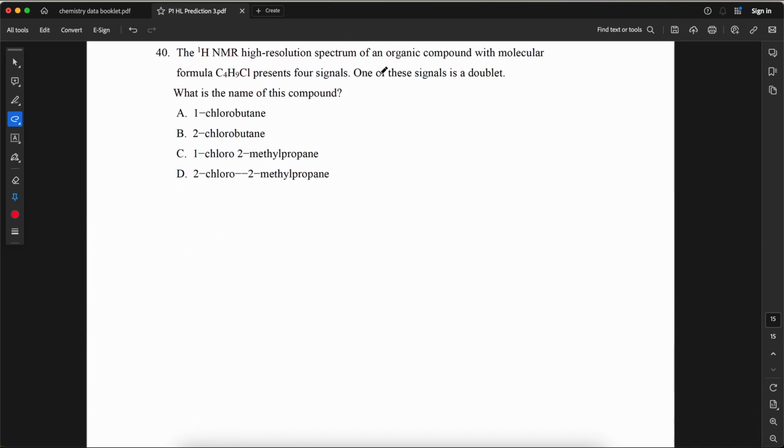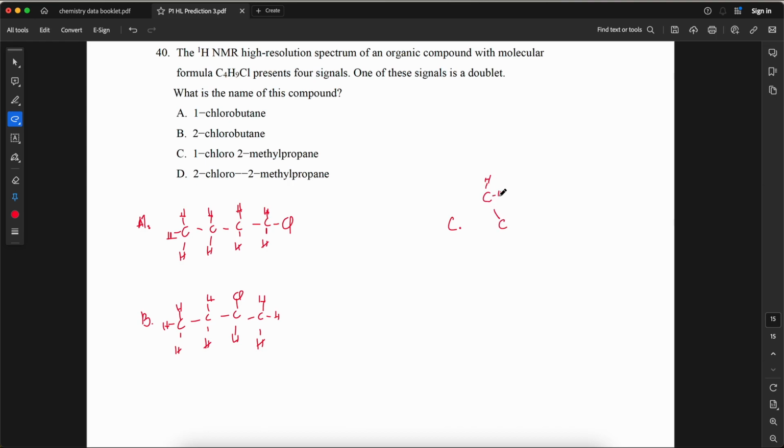The HNMR high resolution spectrum of an organic compound with molecular formula C4H9Cl presents 4 peaks. One of the peaks is a doublet. What is the name of this compound? Let's draw the 4 options. The first one, A, would be CH3, CH2, CH2, CH2, Cl. B, CH3, CH2, CCl, H, CH3. And for C, that would be CH3, and this H, CH3, and then CH2, Cl.